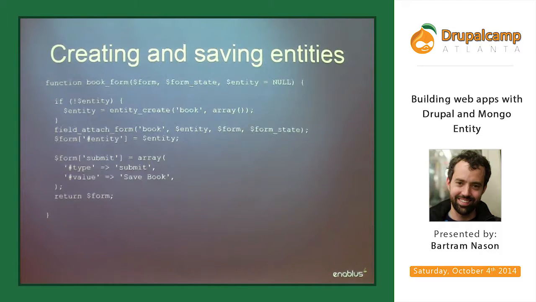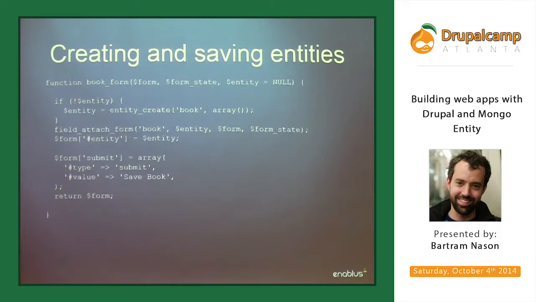So again, if you've created entities before, you've probably done this before, but once you create an entity type, any kind of entity type, you can use the entity API's CRUD methods to create, read, update, and delete them. With the new entity type, there's a hook form for the entity type. So creating a new book entity type, I can create a book form, which will be the add and edit form for that entity type.